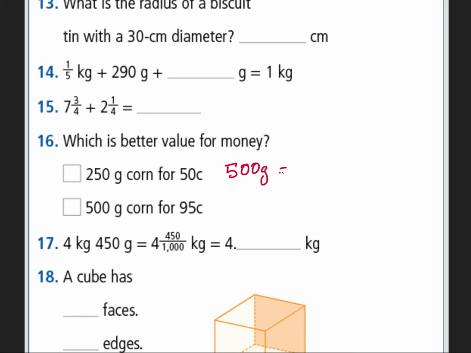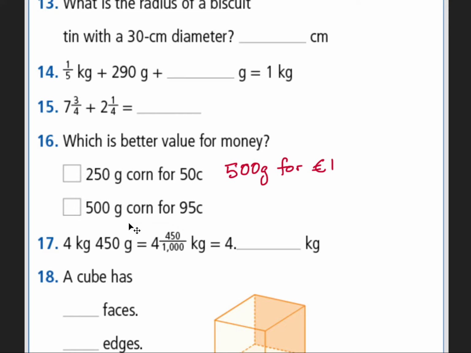So that's 500 grams for €1. And if this one is 500 grams for 95 cent, so you're getting the 500 grams on this one here cheaper than on the top one. So this one here is going to be the better value for money.